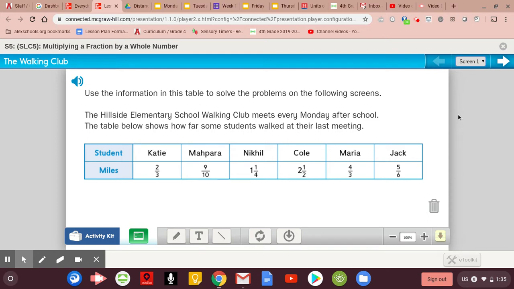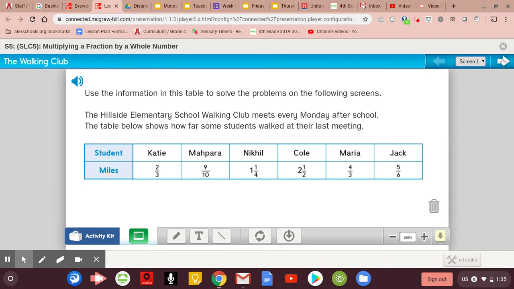So for problem 1 right here, it says use the information in this table to solve the problems on the following screens. The Hillside Elementary School Walking Club meets every Monday after school. The table below shows how far some students walked at their last meeting. So here are our students: Katie, Mafara, Nickel, Cole, Maria, and Jack.